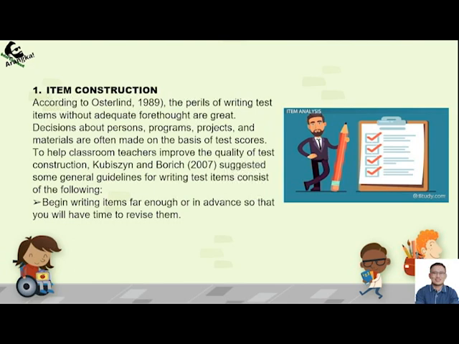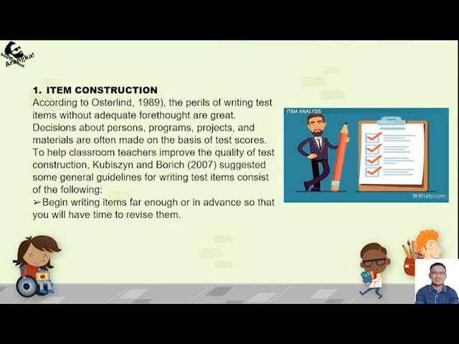Such errors can sometimes have serious consequences for learners, teachers, and the institution as a whole. Performances, programs, projects, and materials could be misjudged. That is what happens. Our instrument, our materials, our project, our programs, and the performance as a whole can be misjudged because of this faulty instrument that we have created.